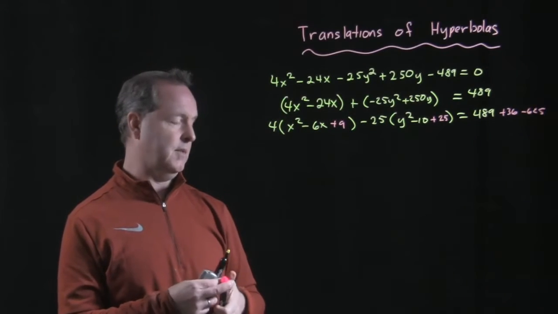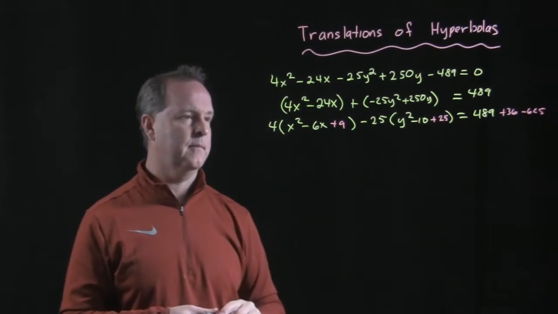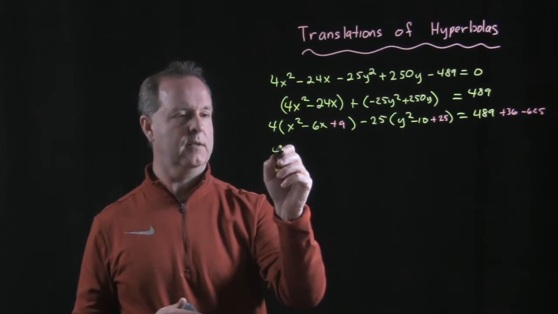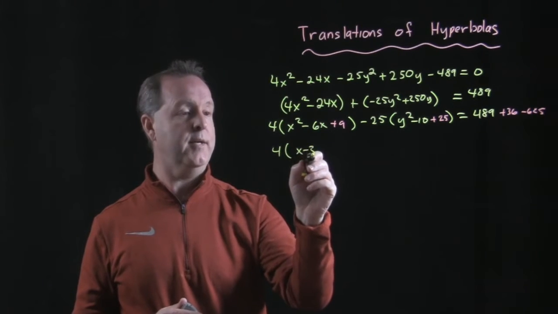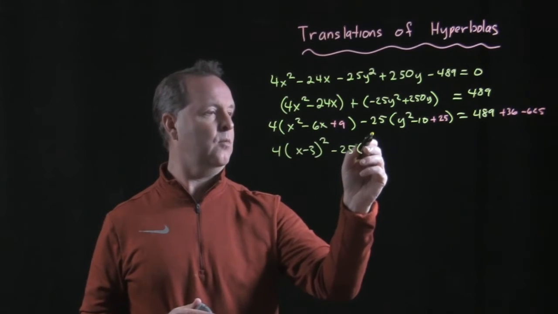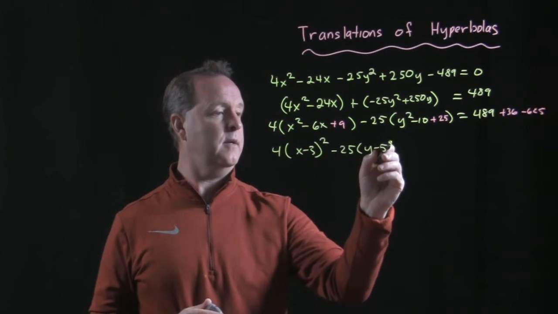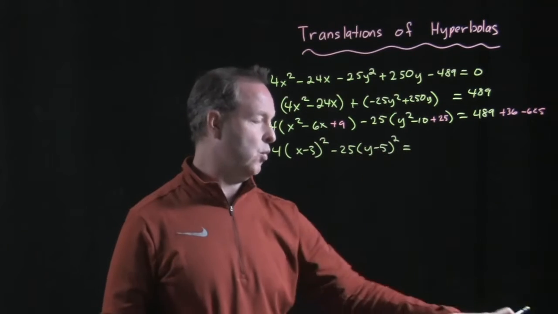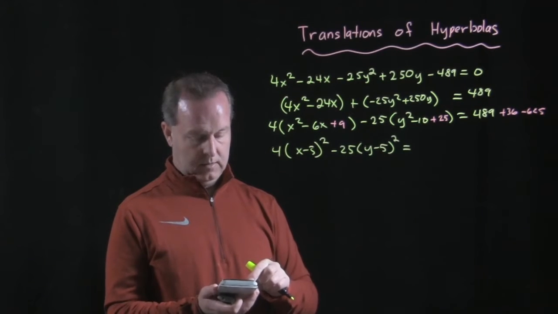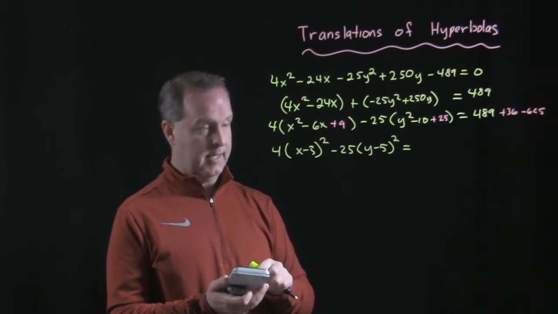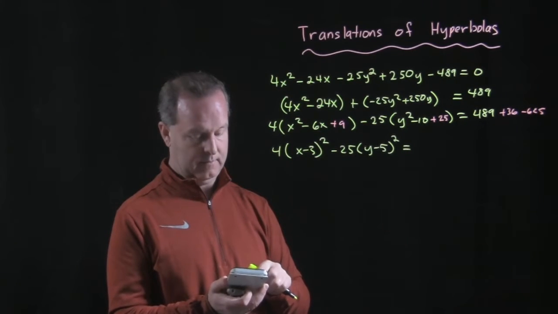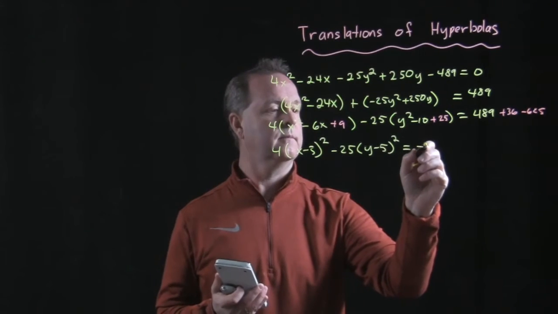All right, the equation's balanced, and in this situation I can start to complete the squares. So this becomes 4 times (x minus 3) squared, minus 25 times (y minus 5) squared, equals what in the world is all of that stuff, folks? 489 plus 36, take away 625, is negative 100.